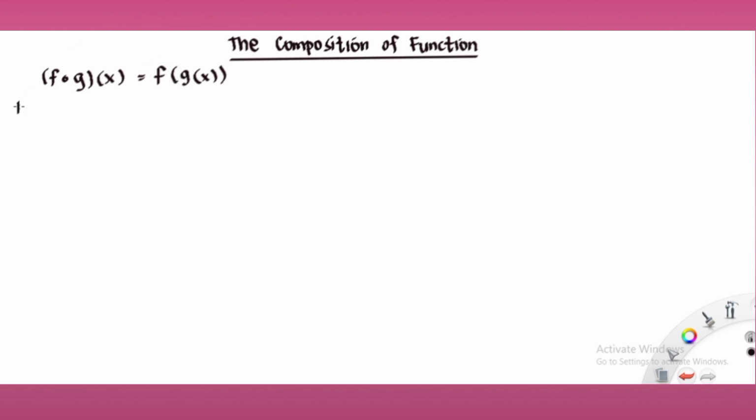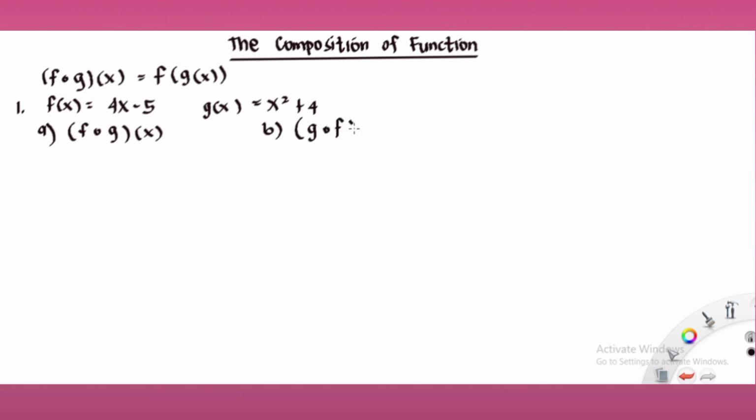Let us have an example. Let's say we have given f of x equals 4x minus 5 and our g of x is x squared plus 4. And we are asked to find letter A, f circle g of x. Okay? Letter B, we are asked to get, dito na natin ilagay, g circle of f of x. Letter C, we have f circle g of 3. So let us solve for the following.